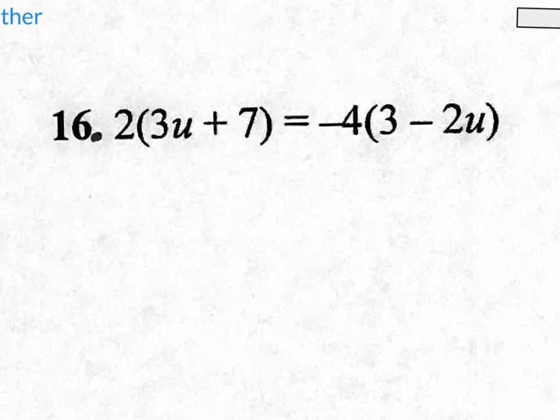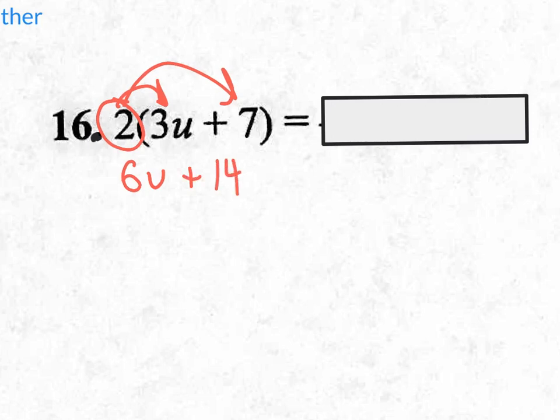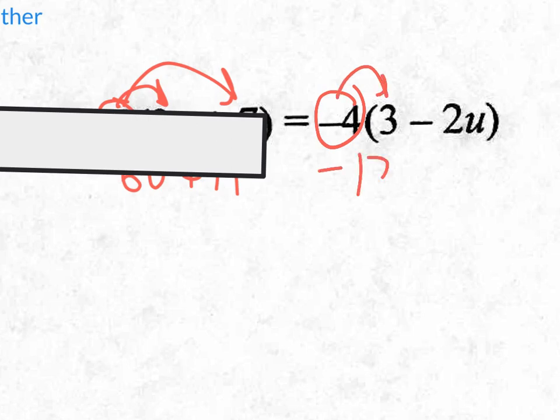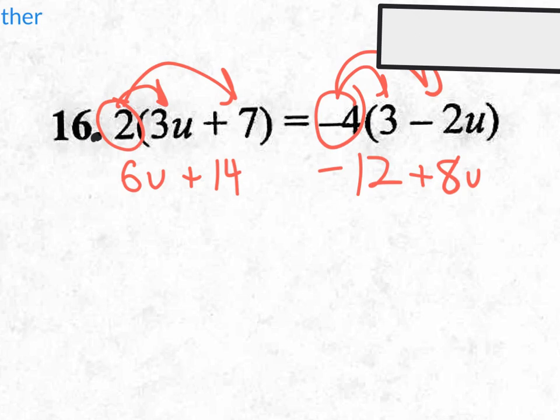Number 16 is another good one. Let's simplify the left side. So is there any distributive property on the left side? Absolutely. So let's distribute 2 times 3u, that's 6u. 2 times 7, that's 14. I've distributed on the left. I've simplified. There's nothing else to do. So now let me distribute on the right. I'm going to distribute that negative 4 times 3, that's negative 12. Negative 4 times negative 2u, that's positive 8u. And now I have an equal sign between those two sides.